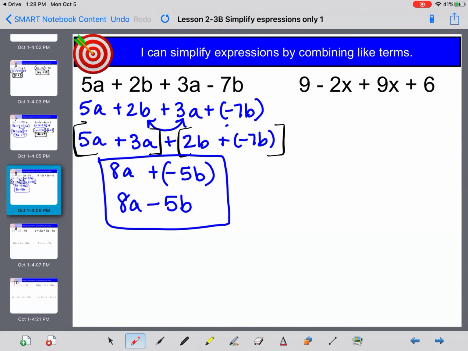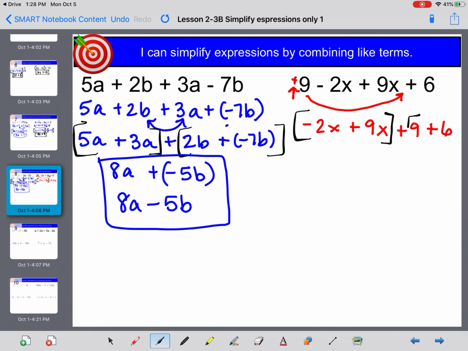Now, I would like to get all of my constants, which are 9 and 6, by each other. And so I am going to rewrite this as negative 2x plus 9x plus 9. Notice this is positive 9 because it's not negative, so I know it's a positive. Now I'm going to group this together, negative 2x plus 9x and 9 and 6.